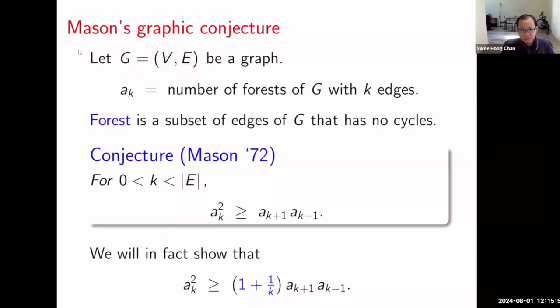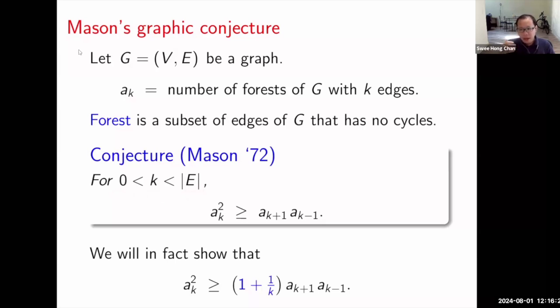Again, a_k is the number of forests with exactly k edges. And Mason's conjecture is that this sequence is log concave for any k strictly between 0 and the number of edges. The reason behind this condition is just formality, because outside of this range, it's obvious that this sequence is log concave, because the left-hand side will always be 0. For today's proof, our k will always be strictly between 0 and the number of edges. This is just for technical reasons.